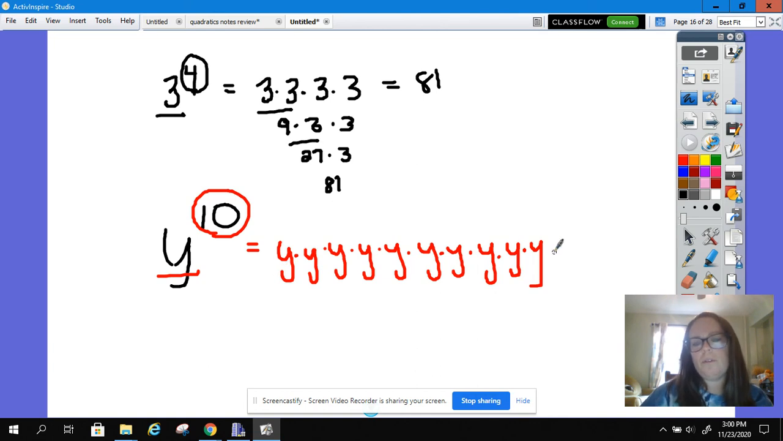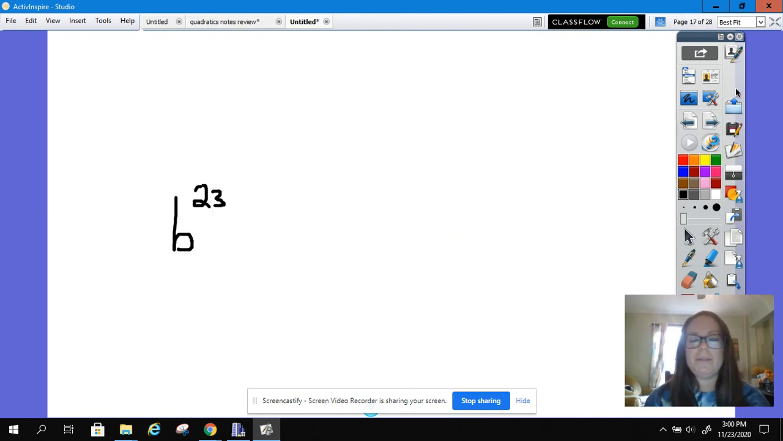Unfortunately, if we don't know the value of y, we can't actually simplify it any further. So this idea of taking a base, which is the number that I've underlined in both of these expressions, and then expanding it out is going to help us discover some things about exponents. Let's see one more example. B to the 23rd. No, that's a lot of b's. I'm not writing out 23 b's.